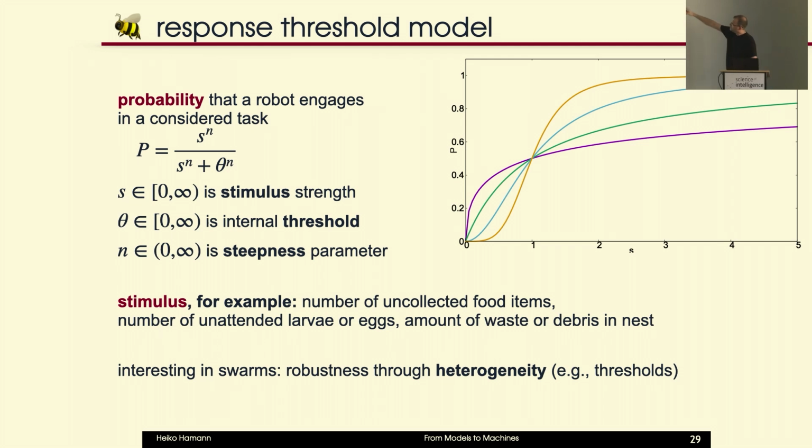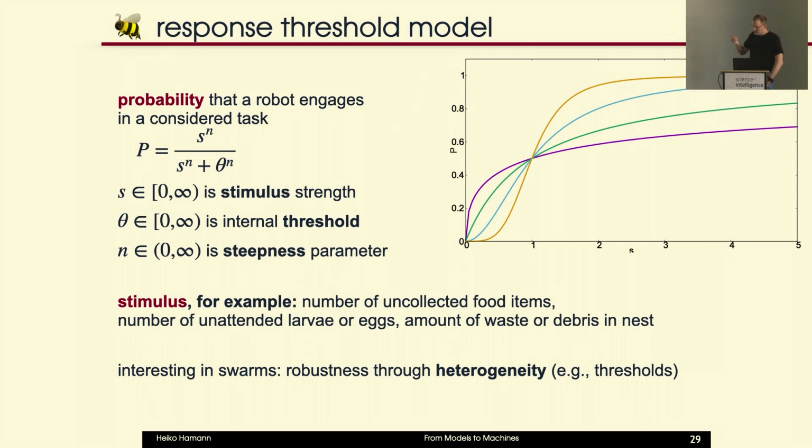So here I've plotted some of these functions for different n. The threshold here is always 1. If you look on the horizontal axis, 1 is this break-even point because that's theta, and then the steep one would be a high n, and the purple one would be a low n. So you can choose how aggressively these robots or animals should switch tasks depending on whatever they perceive in that moment. This is obviously not the full story, right? This is what's the probability to take up a certain considered task. If you have multiple, you need to maybe compare different probabilities and so on.